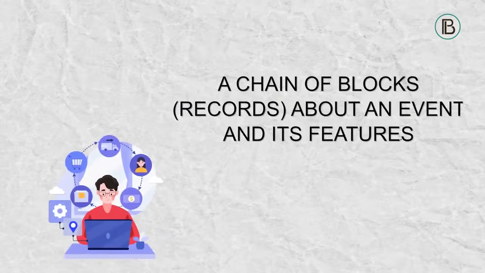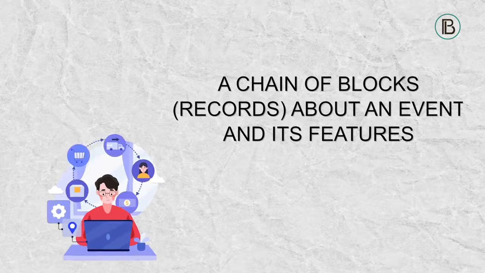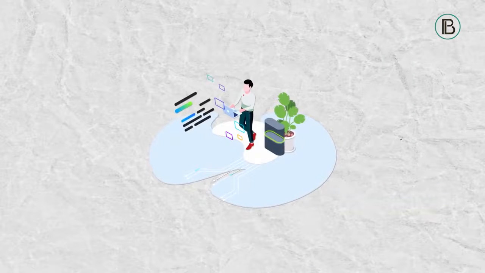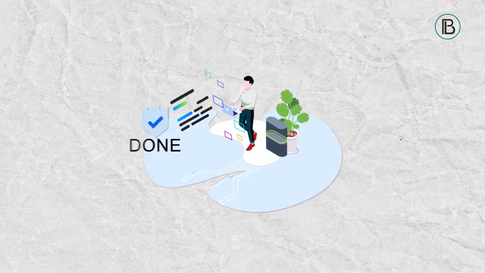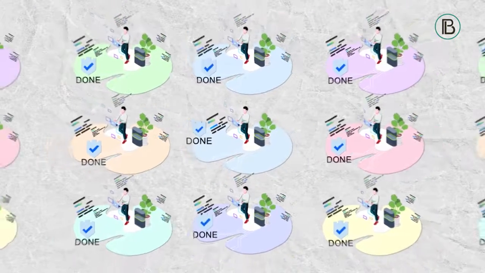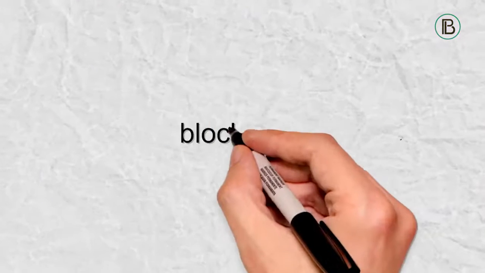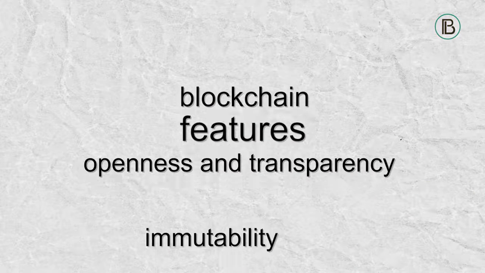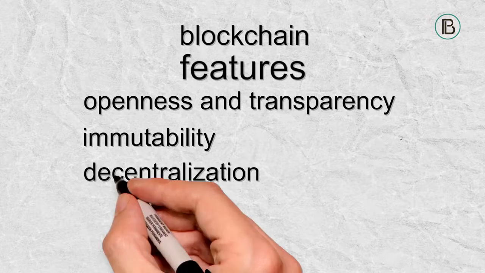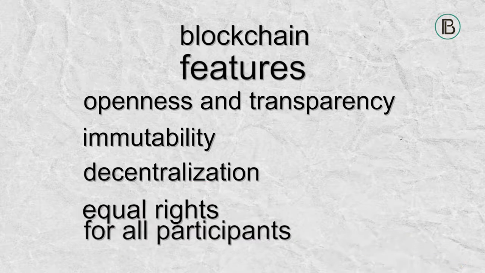Blockchain is a chain of blocks, or a series of records about an event and its features. Each block has a timestamp corresponding to the time of its creation, a link to the previous block, and is duplicated on all computers in the system. Considering blockchain, we mean such features as openness and transparency, immutability, decentralization, equal rights for all participants.